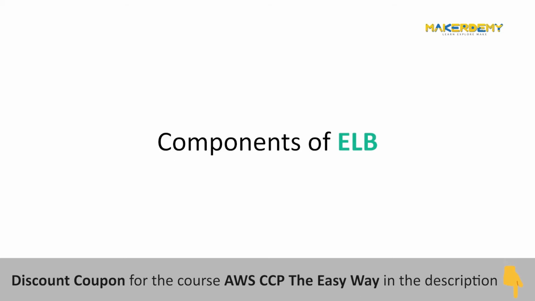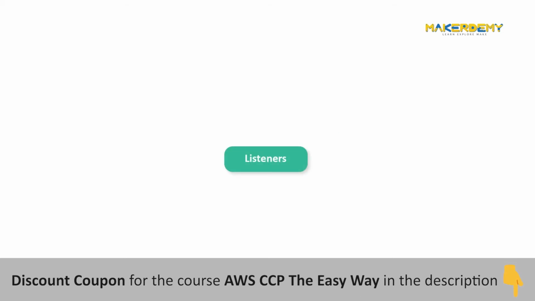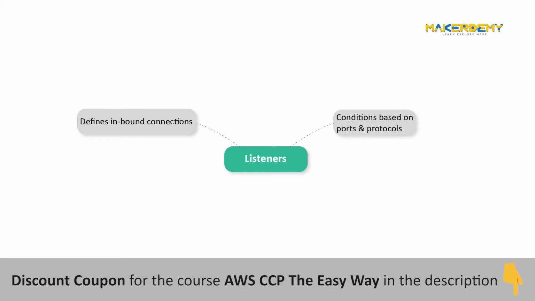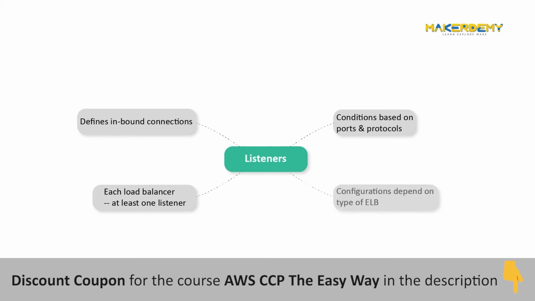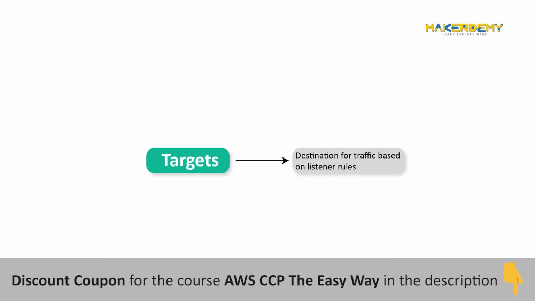ELB components. Listeners. The listener defines how your inbound connections are routed to your target groups based on ports and protocols set as conditions. For every load balancer, you must configure at least one listener. Configurations of the listener differ slightly depending on the type of ELB selected. Targets. These are the destinations for traffic based on the listener's rules.